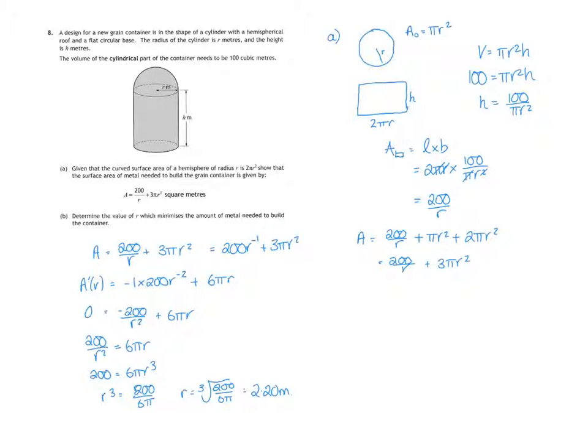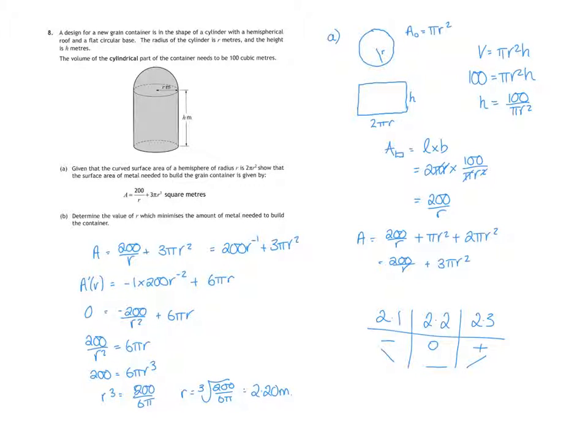Okay, so we need to check that this is in fact a minimum. So we're going to do this using a nature table. We're going to find the values for 2.2, slightly higher than 2.2, so 2.3, and then at 2.1. So when we put 2.1 into our equation, once we've differentiated it, we get negative, and then when we put 2.3 in, we get a positive, and at 2.2 it's a 0. So that is showing us that this is in fact a minimum.